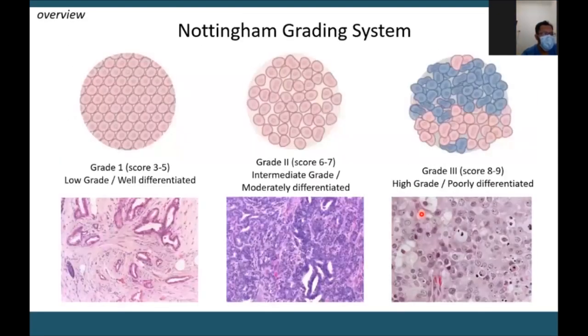After we assess the three parameters, then the scores are added up. A total score of 3 to 5 means the tumor is grade 1 or low grade or well differentiated. A total score of 6 to 7 means the tumor is grade 2 or intermediate grade. And a total score of 8 to 9 means the tumor is grade 3 or high grade or poorly differentiated.